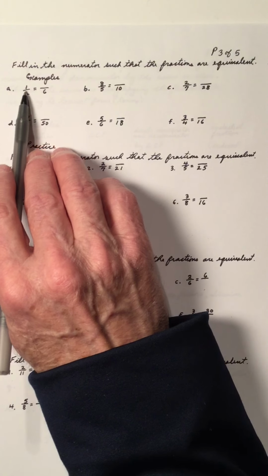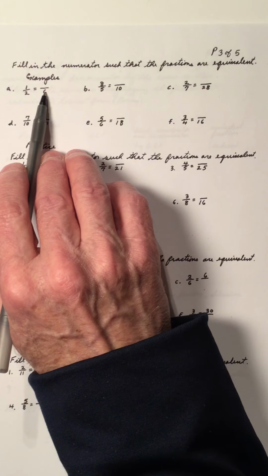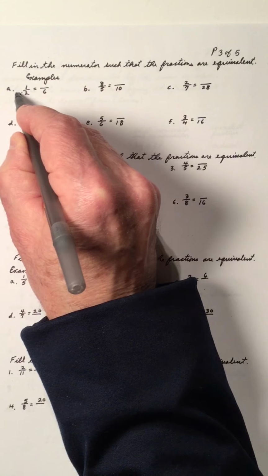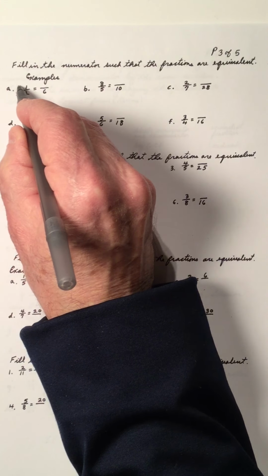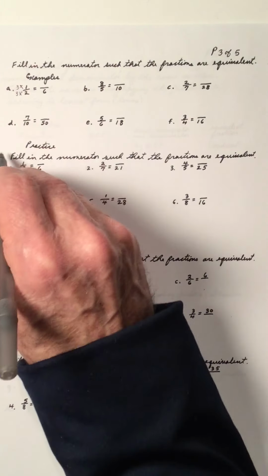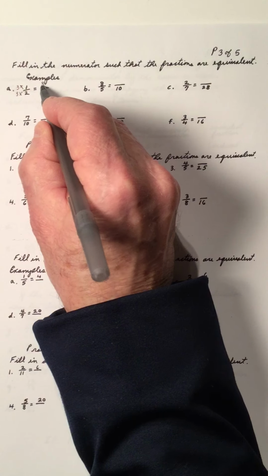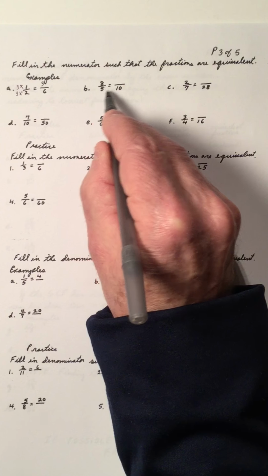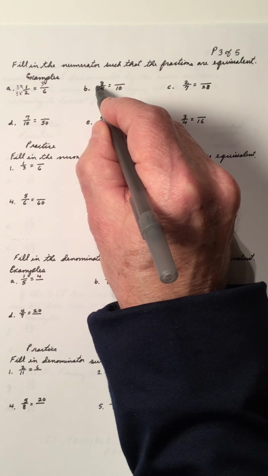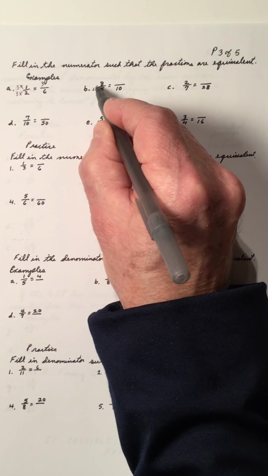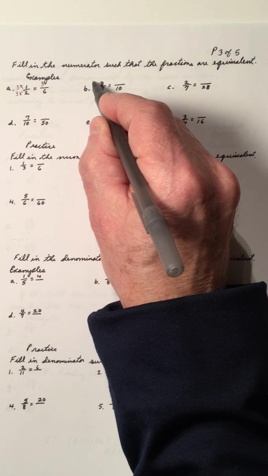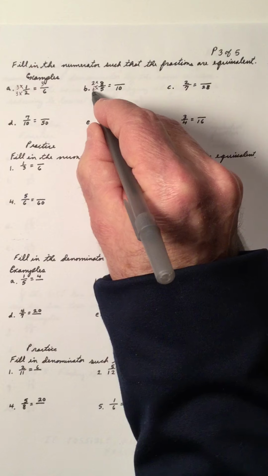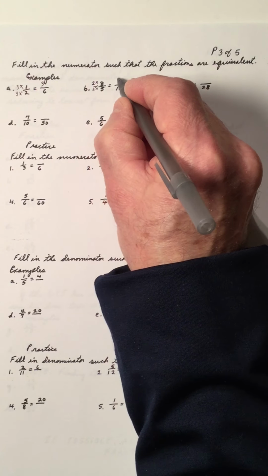So if I have 1 over 2, and I have a 6 on the bottom, that means the 2 was multiplied by 3. So that means I have to multiply the top by 3. So 3 ones is 3. So 1/2 is the same as 3 over 6. If I have a 5 and a 10, 5 must have been multiplied by 2. And so I have to multiply the 8 by 2. So 2 times 5 is 10. 2 times 8 is 16.